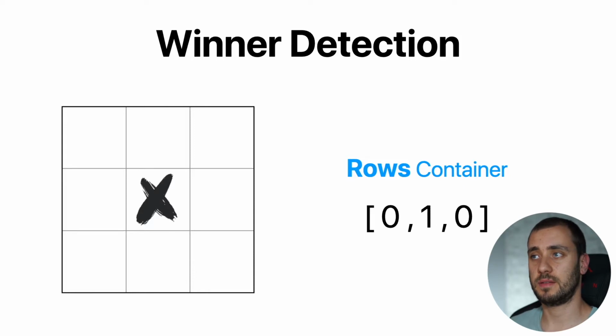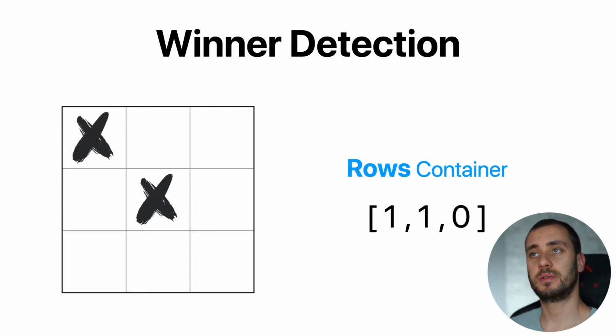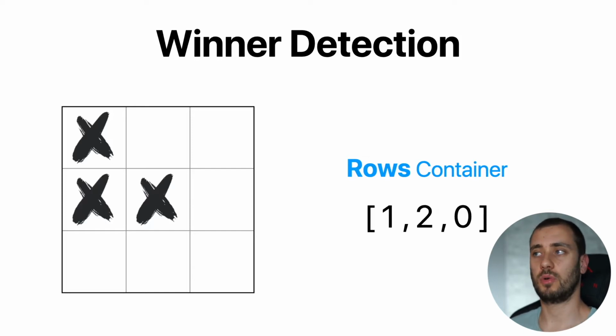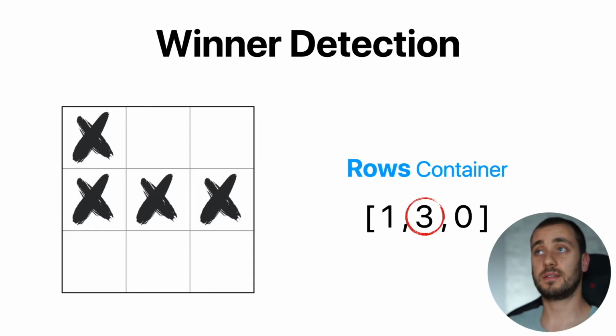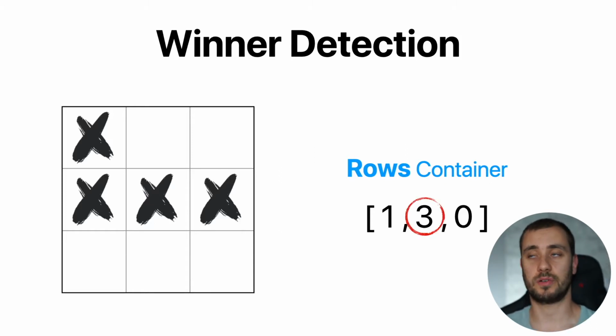If a player places his turn in the middle, in terms of rows, he places it on the second row. So on the rows container, we're going to update the middle element, which is the second element, and increment it by 1. Now, if the same player plays on the first row, we're going to do the same thing and update the rows container on the first element and increment it by 1. Same thing if he plays on the second row again. We're going to go to the container and increment it by 1. And the player wins when any of the array values has the value of 3. And this is how we're going to be detecting if we have a winner on our rows.